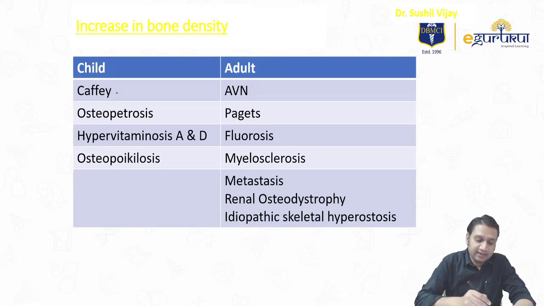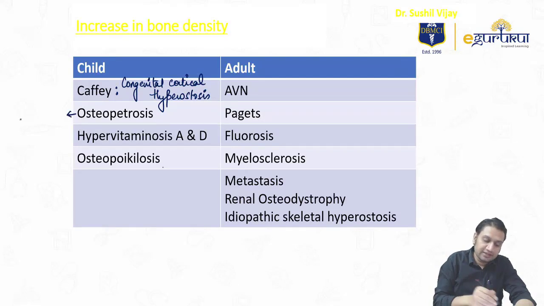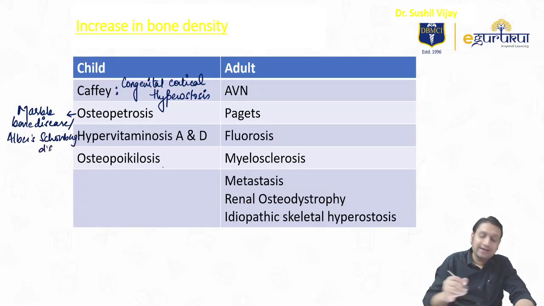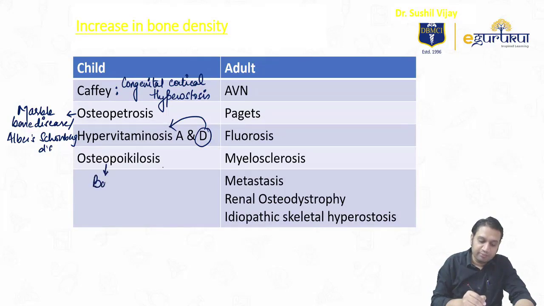One is Caffey's disease. The other name for Caffey's disease is congenital cortical hyperostosis. Osteopetrosis, what is the other name for osteopetrosis? It is marble bone disease, or Albers-Schonberg disease. Hypervitaminosis of A and D, which is more common to produce white X-rays. Osteopoikilosis, the other name for which is bone islands.